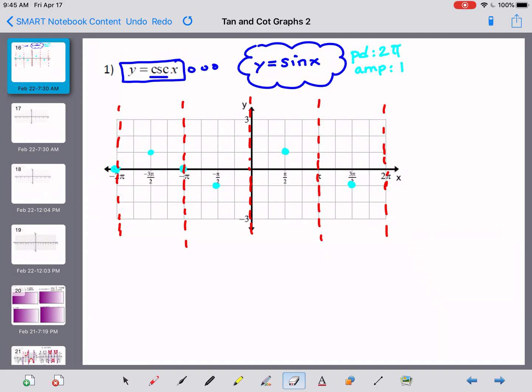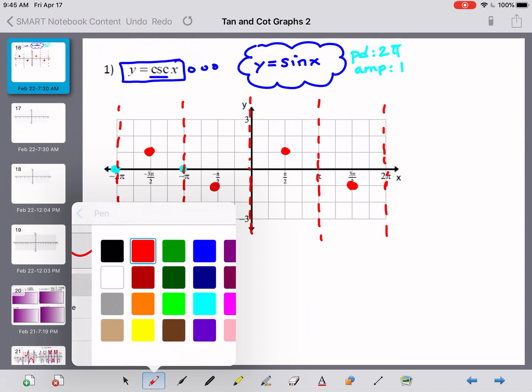Okay, what happens with these other points? What's the reciprocal of 1, right? The reciprocal of 1 is still 1. So that point and this point over here, they're not going to change, right? Same thing with the negative ones. What's the reciprocal of -1? Still -1. So these points are not going to change.